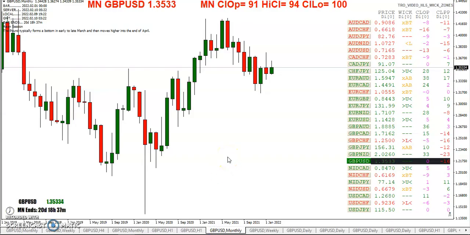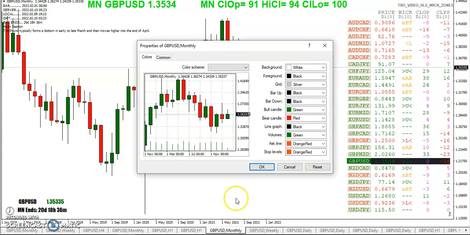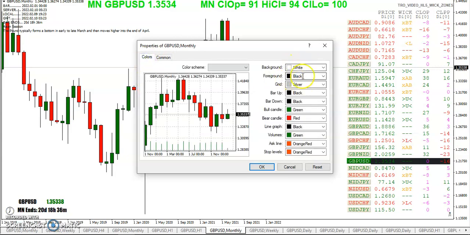Now, somebody asked me, how do I get so much space on my chart? So let me show you how to do it. If you right click on your chart and come down to properties, or you can just hit F8, it brings up this pop-up box. Switch over to the common tab and you see where it says chart shift. That's important.